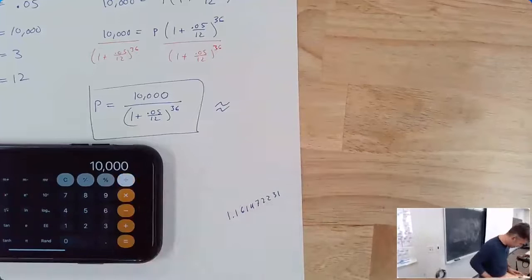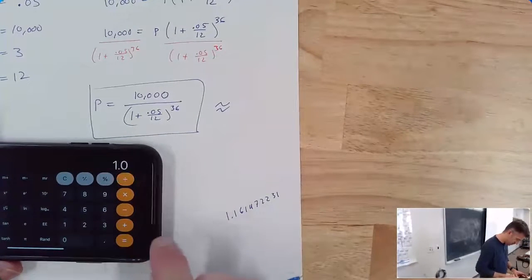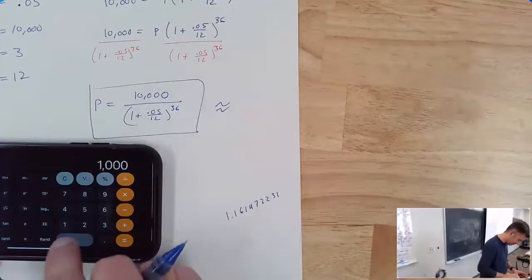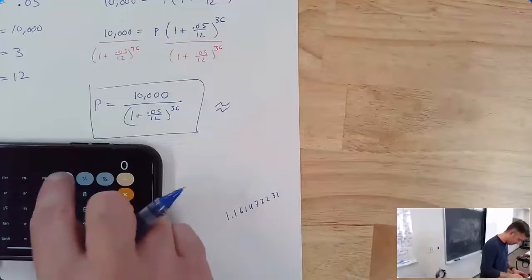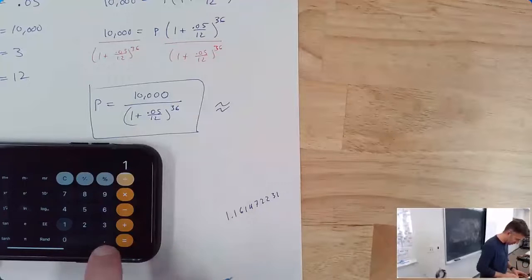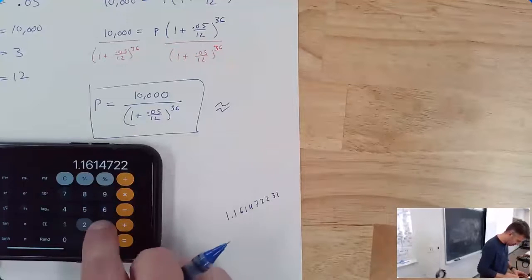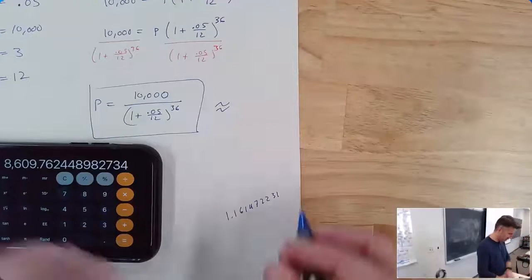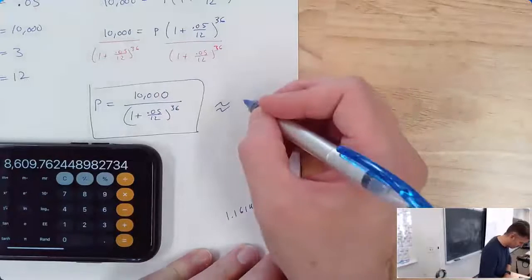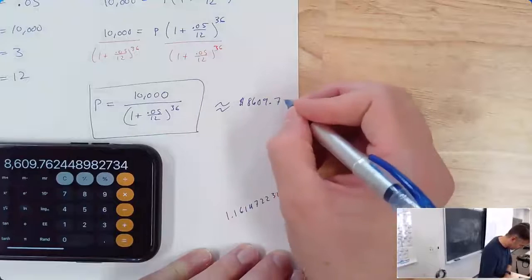There's not an answer button here. Disappointing. Here's a really good example of why you should not use the phone calculator. It takes more time. If we do it, we get about $8,609, and we wanted 2 decimal places. So about $8,609.76.